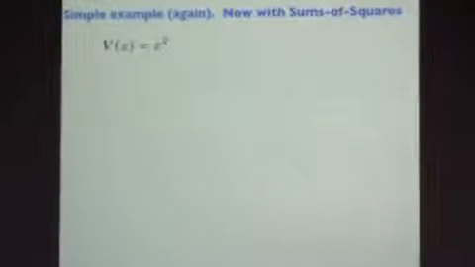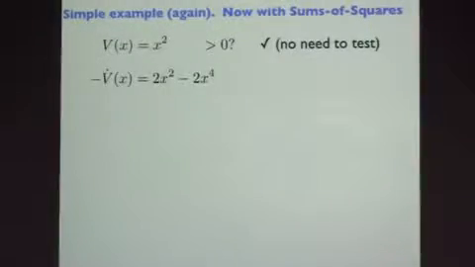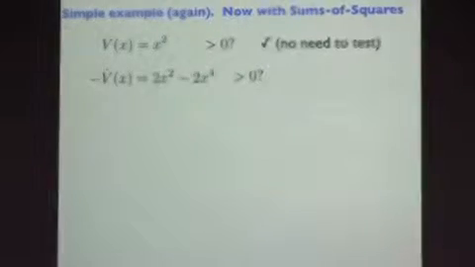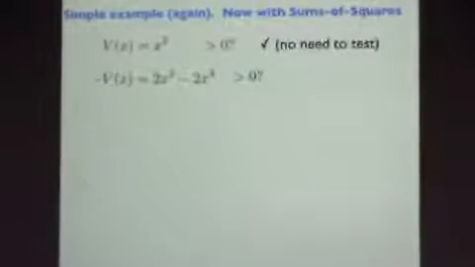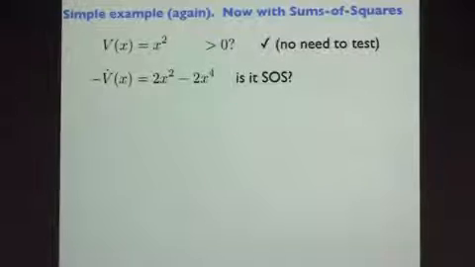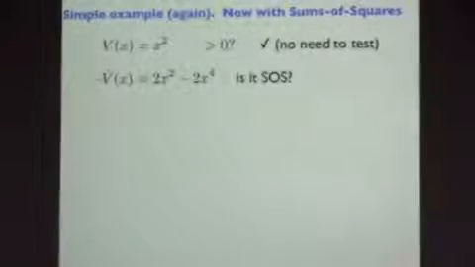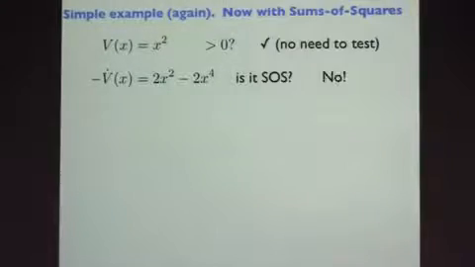So if I were to work that exact example now with sum of squares, I have V equals x squared, right? I'm not even going to bother making a sum of squares constraint on that. I know x squared is positive, okay? But this one is a little bit more subtle. The question is, is this always greater than 0? Well, I don't want to ask that question. I'm going to ask an almost equivalent question. Can I write a sum of squares decomposition of that? It turns out I can't, right?